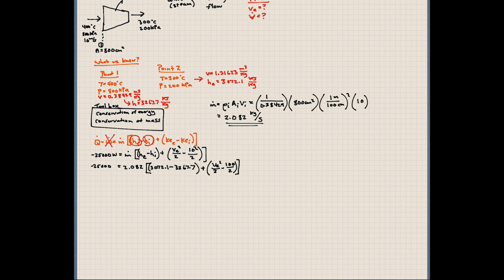Okay, so if we solve for, in this equation, V exit, we would get a value of 606 meters per second. And that is our exit velocity. Yeah, because we have one equation, one unknown, so we can solve for that. Let's now find our volumetric flow rate. So let's find volumetric flow rate.